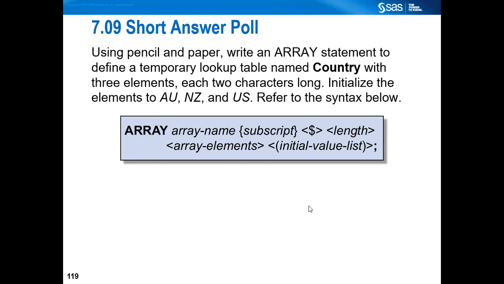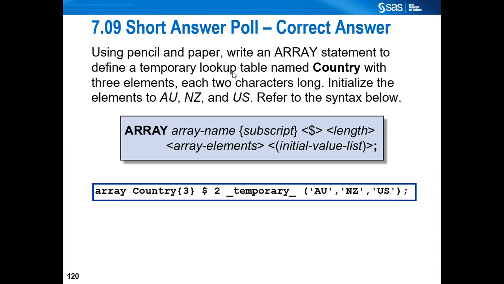So array name is country. In the bracket subscript we can write 3. Absolutely. And dollar sign, they mentioned 2, right? Correct. Array elements: AU, NZ, US. So these are your initial values. So you will write these in parentheses with quotation marks. Why? Because those are character values.